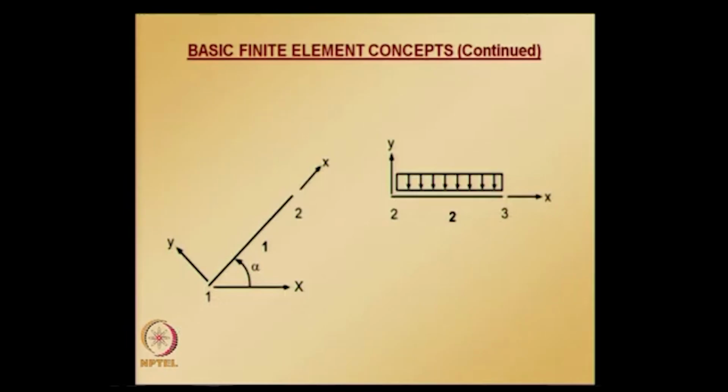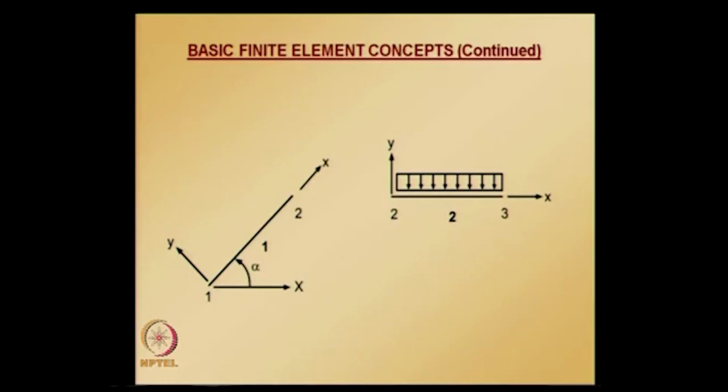So now, by choosing arbitrarily, element 1 goes from node 1 to node 2 and element 2 goes from node 2 to node 3. The local coordinate system for each element is shown here. The x axis is oriented along the axis of the member, and the y axis is at 90 degrees with respect to the x axis in the counterclockwise direction. Similarly, for element 2 also, the x axis and y axis are shown.